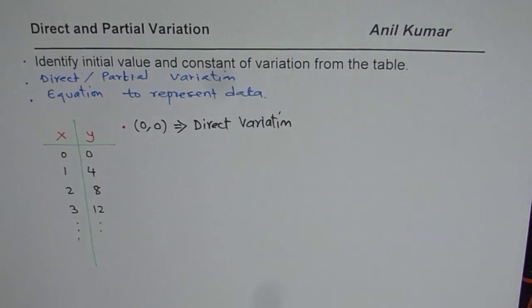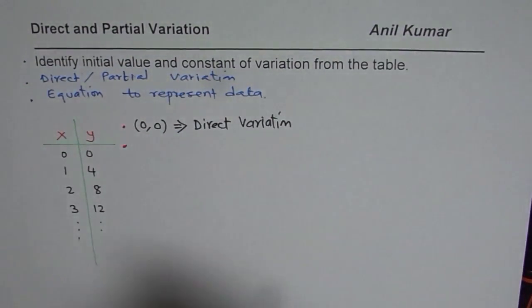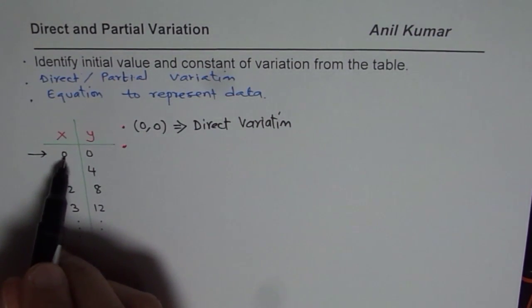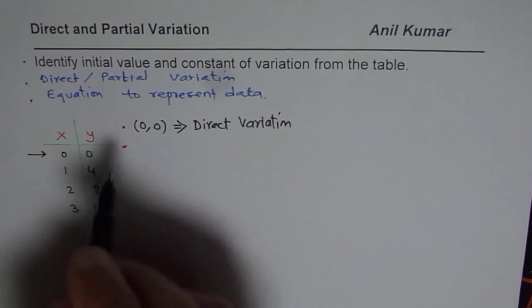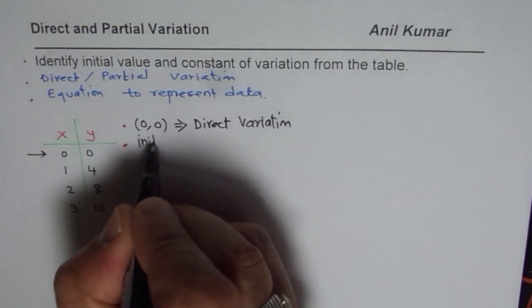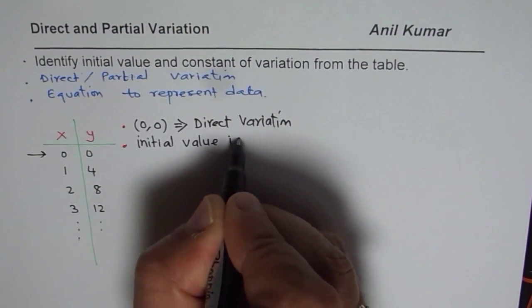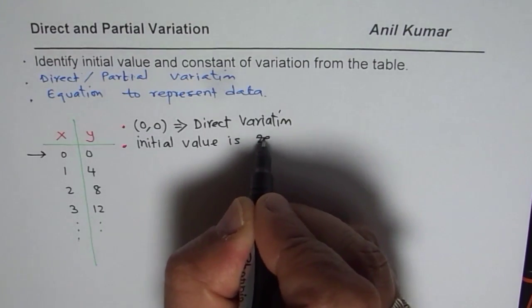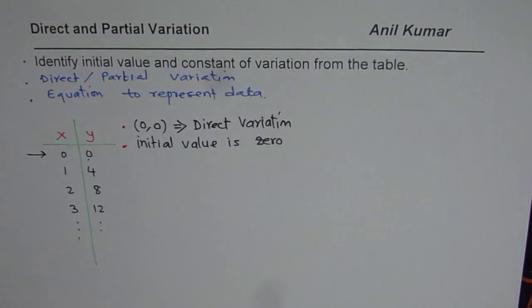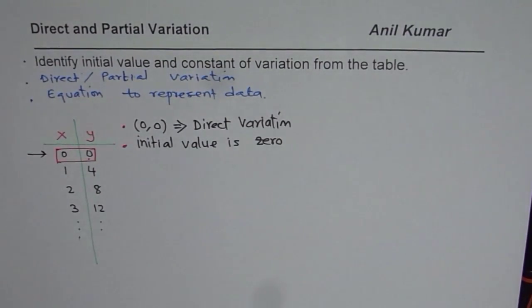Now the second question is, what is the initial value? Initial value always refers to the value at x equals 0. So the y value is 0. So we say the initial value is 0. Right? So let me highlight this. This is the initial value, 0, 0.